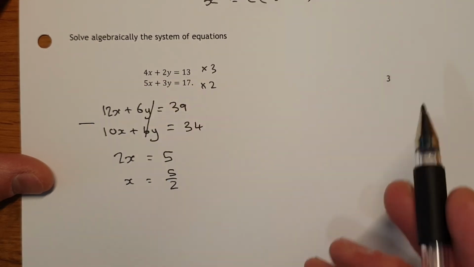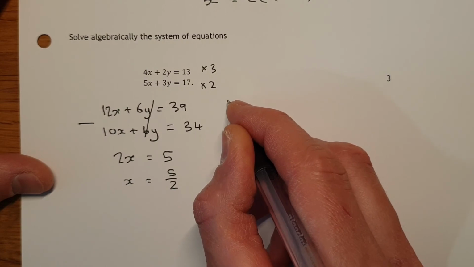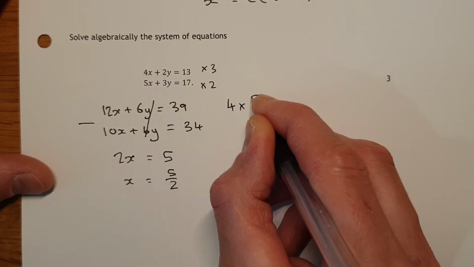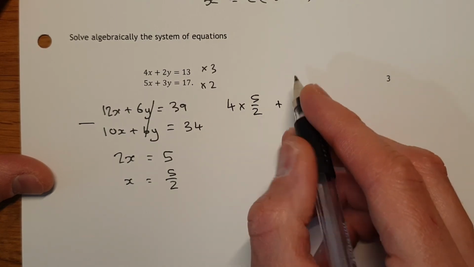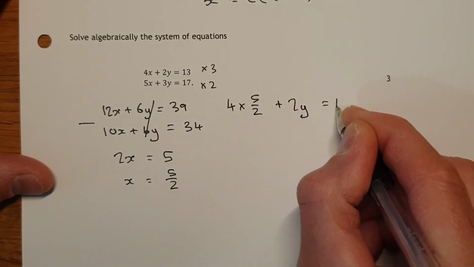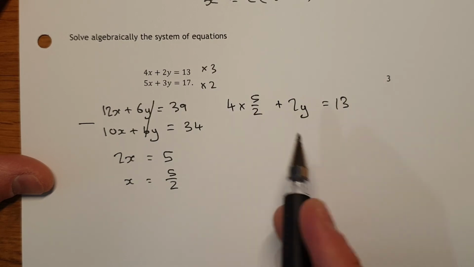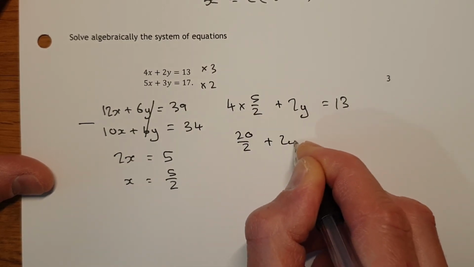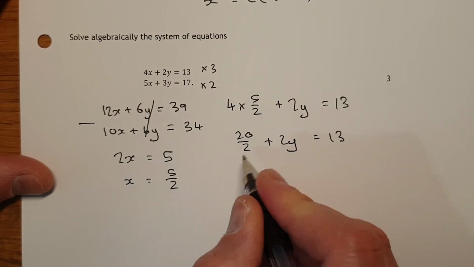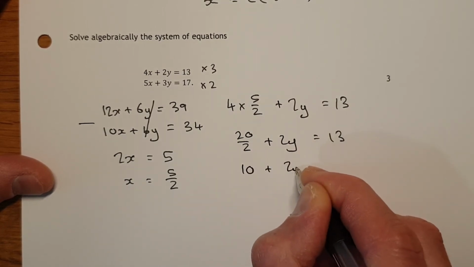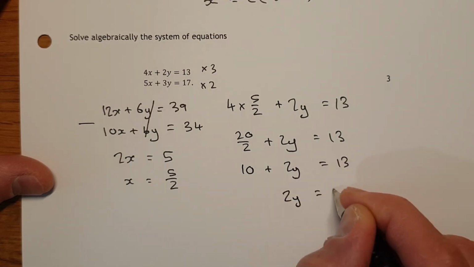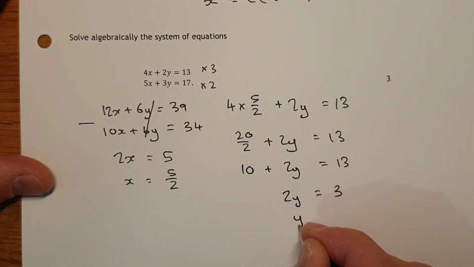You then pick one of the equations. It doesn't matter which one. I'll just pick the top one. So 4 times x, so it's 4 times 5 over 2, because that's your value for x, plus 2y equals 13. So 4 times 5 is 20, so it's 20 over 2, plus 2y equals 13. 20 over 2 is 10, so 10 plus 2y equals 13. Subtracting 10 from both sides, dividing by 2, y equals 3 over 2.